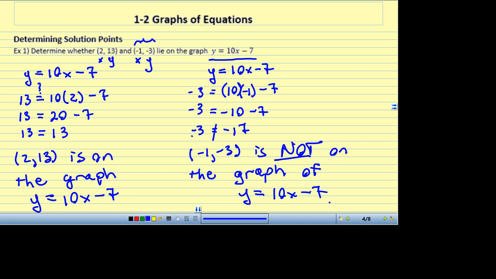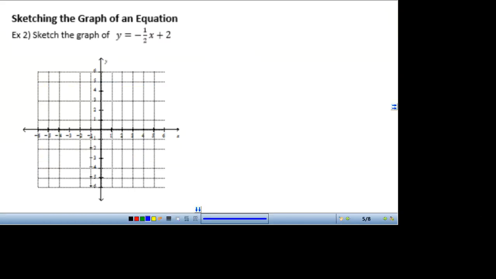So let's go to the next one. Sketching the graph of the equation. For this one, you guys should know you're going to find the y-intercept. You're going to use the slope, and you're going to plot. So for instance, I've got y equals -1/2 x plus 2. I'm going to find right here is my y-intercept, positive 2. Positive 2 on the y. If it was -2, I'd be down here putting -2. But it's not. It's positive 2.